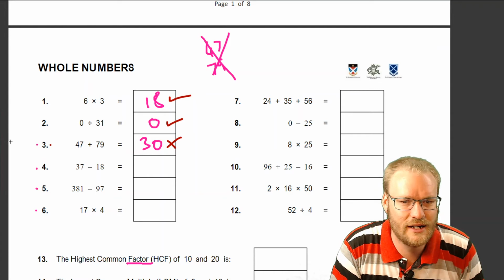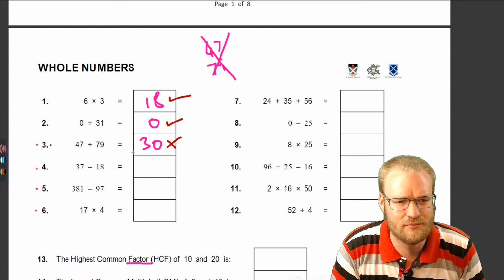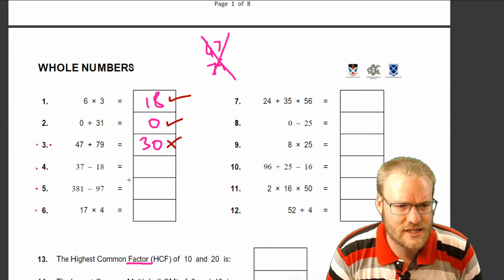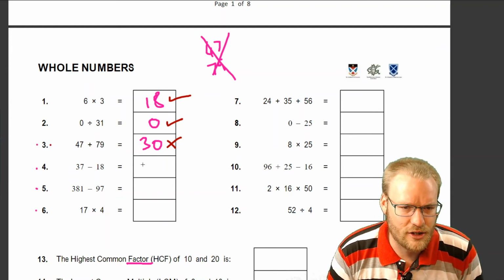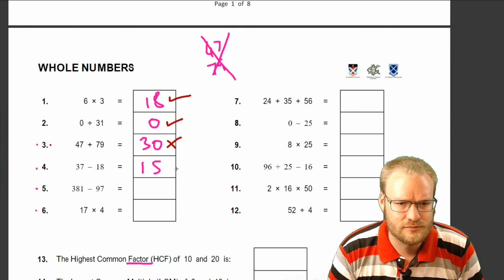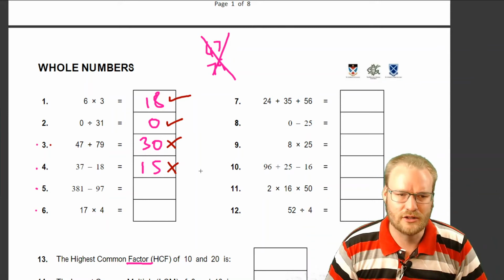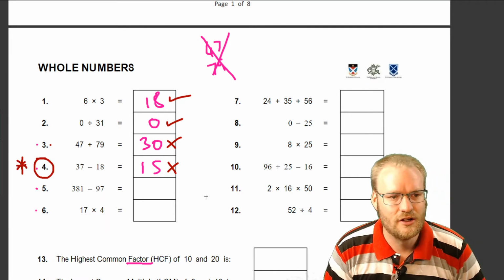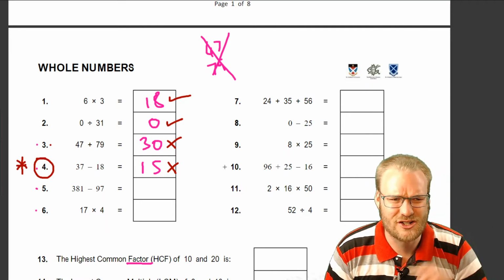Then I go here and I say, okay, great stuff. Let me look at this. And 37 minus 18. I wrote, let's see what I wrote here, 15 or something. And I look at the answer and I've got it wrong. And I still have no idea why not. So now what I'm going to do is circle this and put a little bit of a star on it to say this is something that I need to come back to.